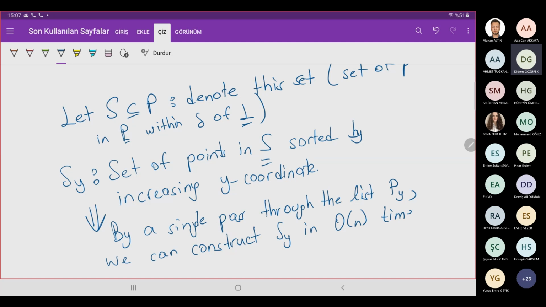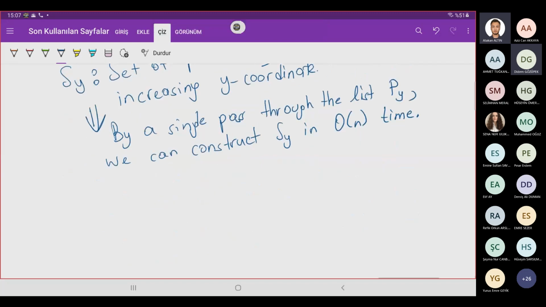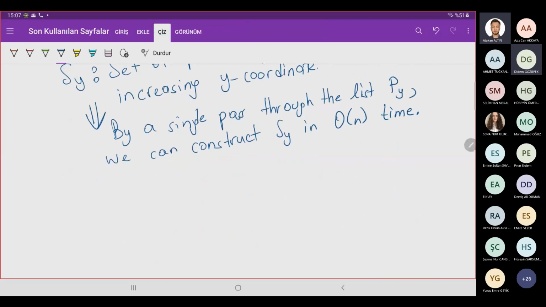Okay, we can actually construct this because I have already maintained the list Py, and Sy is the set of points sorted according to their y coordinate. I am already maintaining this list from the beginning, so I can just do this by a single pass through this list, okay? So now the statement of the previous lemma is the following.